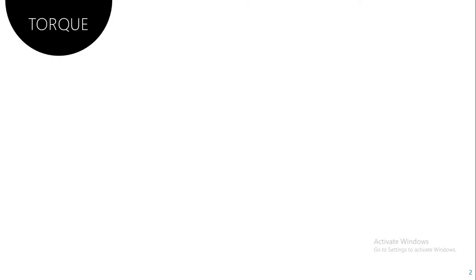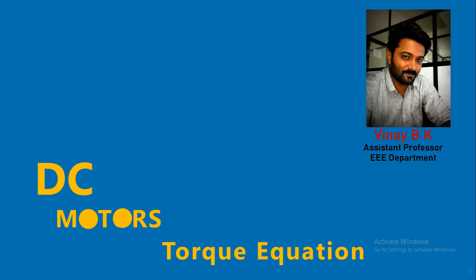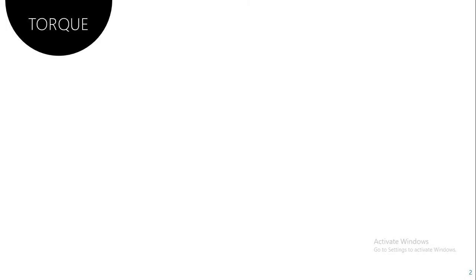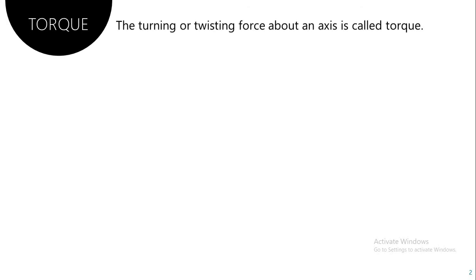In this video, I'm going to explain the DC motor torque equation. So, the definition of torque: turning or twisting force about an axis is called torque.